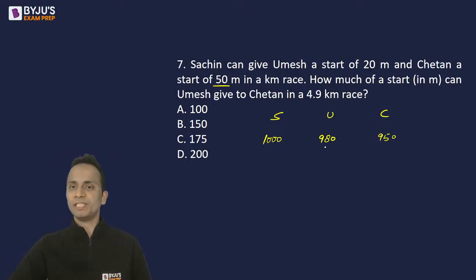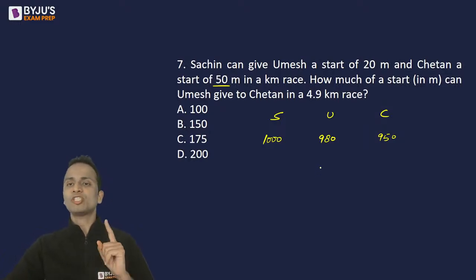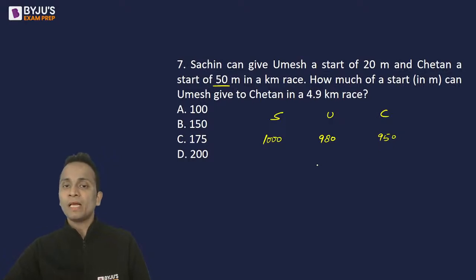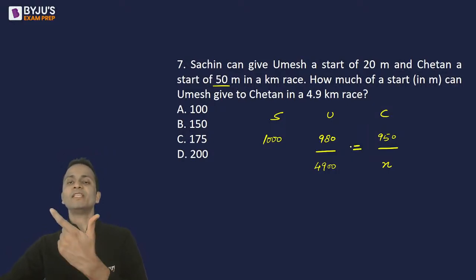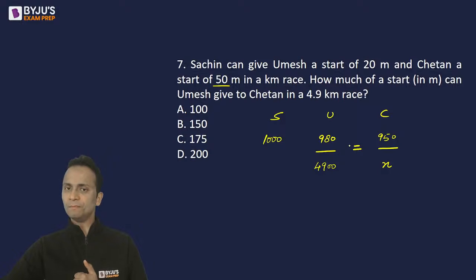Okay. So the time in which Sachin will travel 1000, Umesh can travel 980 and Chetan can travel 950. Now we have to find out in a race of 4.9 kilometers, that means in a race of 4900 meters, how much start can Umesh give to Chetan? That means if Umesh can travel 4900 meters, how much Chetan can travel? So what we'll do is we will equate the ratio of their distances because these distances are covered in equal amount of times. Okay. So 980 upon 4900 is equal to 950 upon x. And we can calculate the value of x by cross multiplication, right?